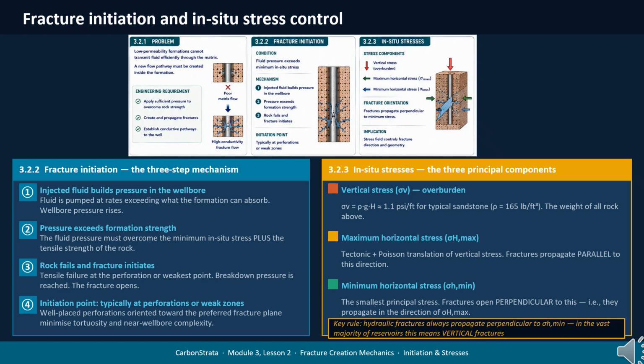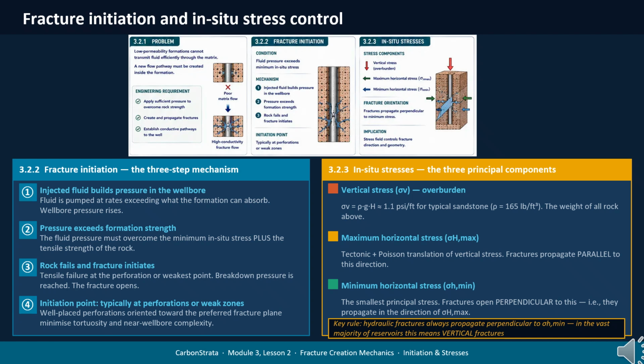Follow the sequence shown on this slide. You inject fluid at a rate higher than the reservoir can accept. Pressure builds in the wellbore. At a specific point, pressure exceeds minimum stress plus tensile strength. This is breakdown pressure. The rock fails. A fracture initiates. Now shift your attention to the stress system.